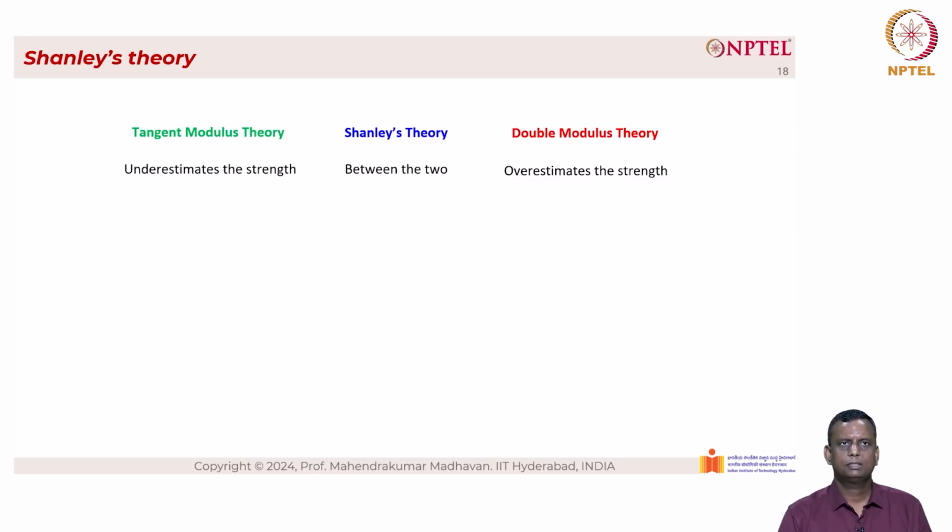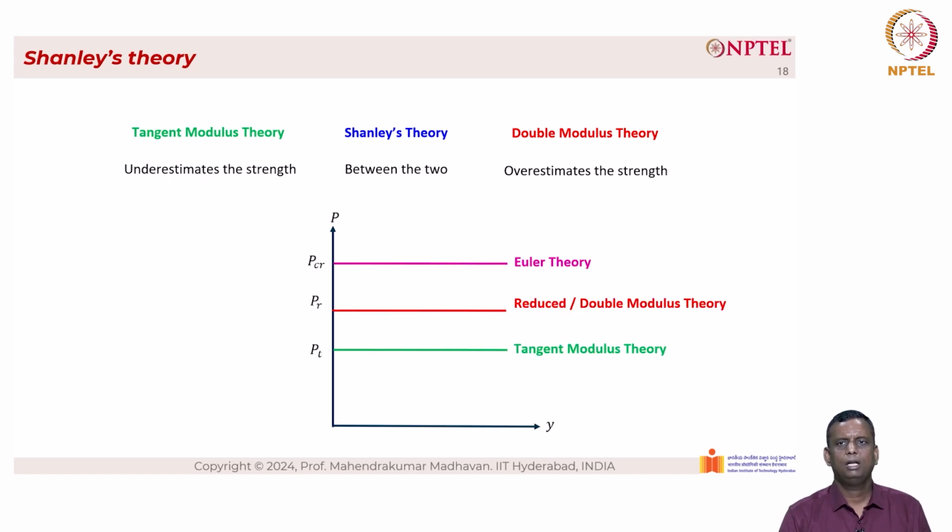We have the tangent modulus theory, we have the Shanley's theory, we also have the double modulus theory. We know that the tangent modulus theory underestimates the strength, the double modulus theory overestimates the strength, and the Shanley's theory is between the two. So if you plot a graph with load on the y-axis and the lateral displacement on the x-axis, we have Euler theory, reduced or double modulus theory, and tangent modulus theory. We can see that the Shanley's theory is between the tangent modulus theory and the reduced modulus theory.